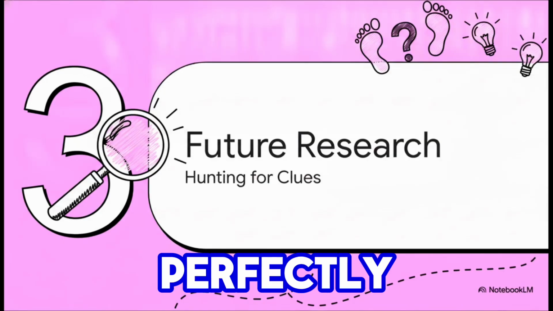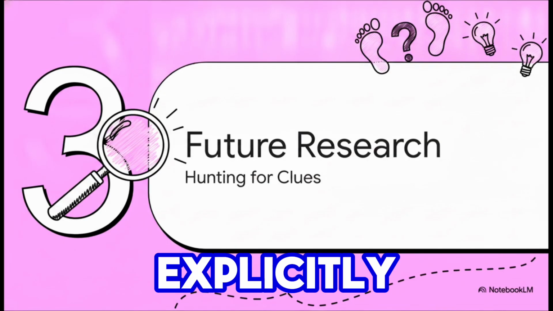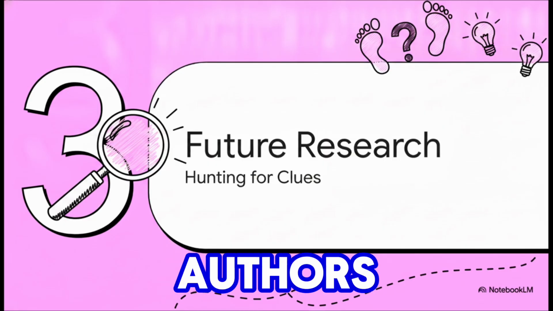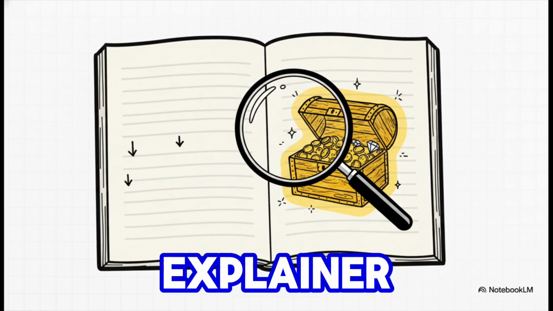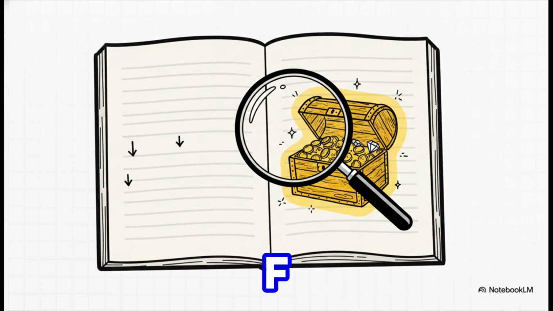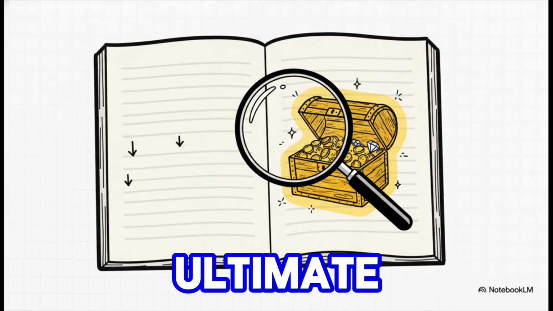That brings us perfectly into Section 3, hunting for future research. This is when we look for explicitly stated clues left behind by the authors themselves. Listen, if you take nothing else away from this explainer, remember this acronym, FRIN. It stands for Further Research is Needed. This right here is your ultimate goldmine.